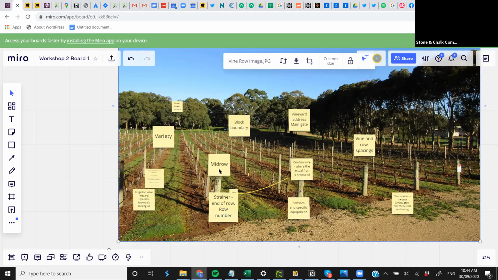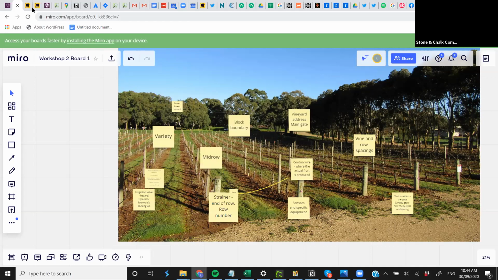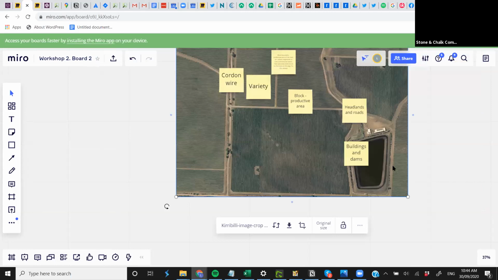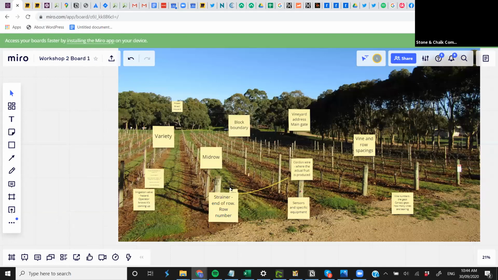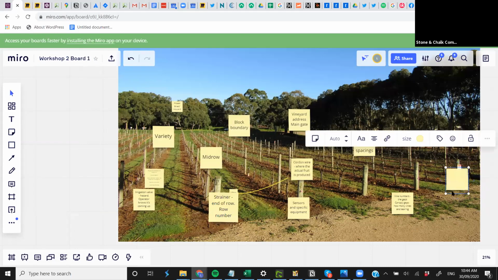Okay. How do we think we're going? That's pretty good. Buildings and dams. You probably need to indicate a specific starting point for the row. So which direction are you counting or are you working from? And also which direction are you numbering the rows as well.